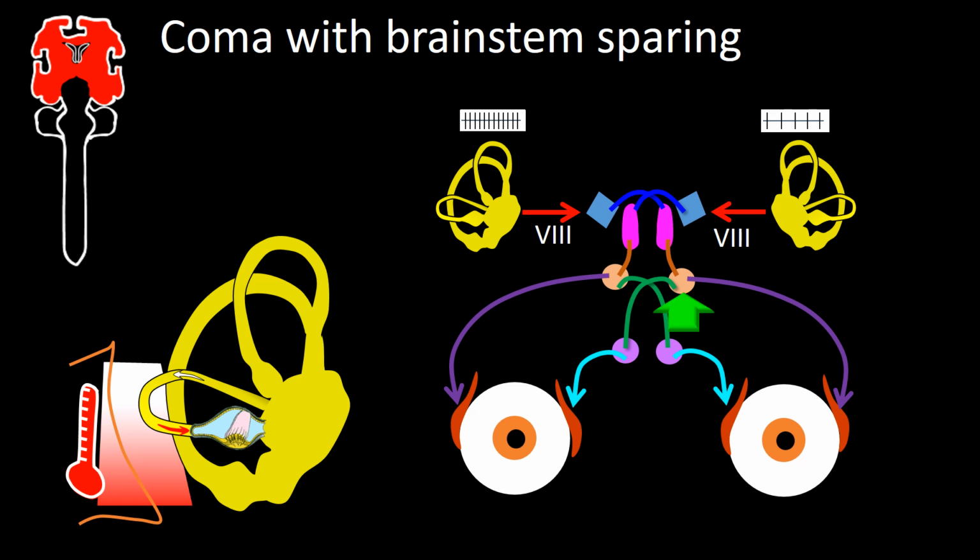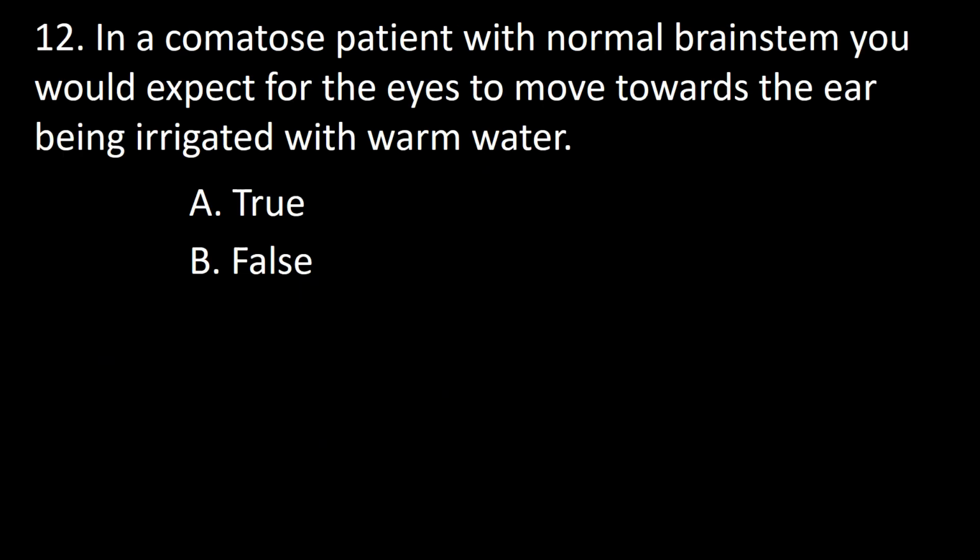Activation of the left 6th cranial nerve nucleus will also send a signal in the medial longitudinal fasciculus that will cross the midline and activate the right 3rd cranial nerve nucleus, which will send a signal through the oculomotor nerve and provoke the contraction of the right medial rectus. This constellation of events will produce slow eye movements in the direction opposite to the ear canal that was irrigated with warm water, as you can see in this frame. So the answer to this question is false.